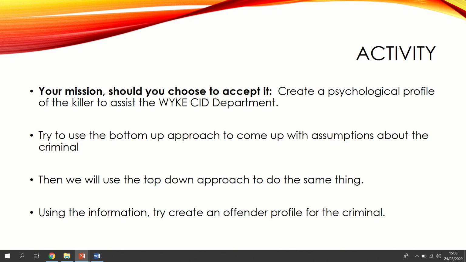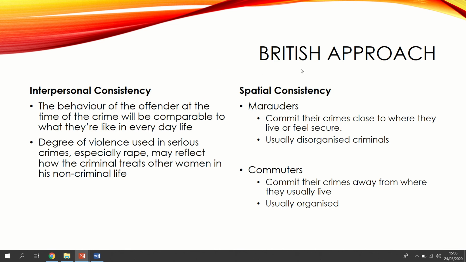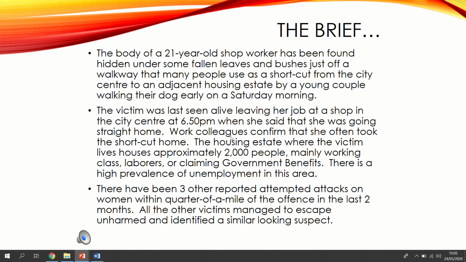So try to use the bottom-up approach to come up with assumptions about the criminal. We will then use the top-down approach to do the same thing, so to suggest whether they're a disorganised or organised criminal. Using the information, try to create an offender profile for the criminal. So the FBI's approach, we know, is organised or disorganised offenders. And the British approach is looking at interpersonal consistency, so the behaviour of the offender at the time of the crime will be comparable to everyday life, the degree of violence used, and spatial consistency: are they a marauder, are they a commuter, what do you reckon? But this is the brief, here we go.